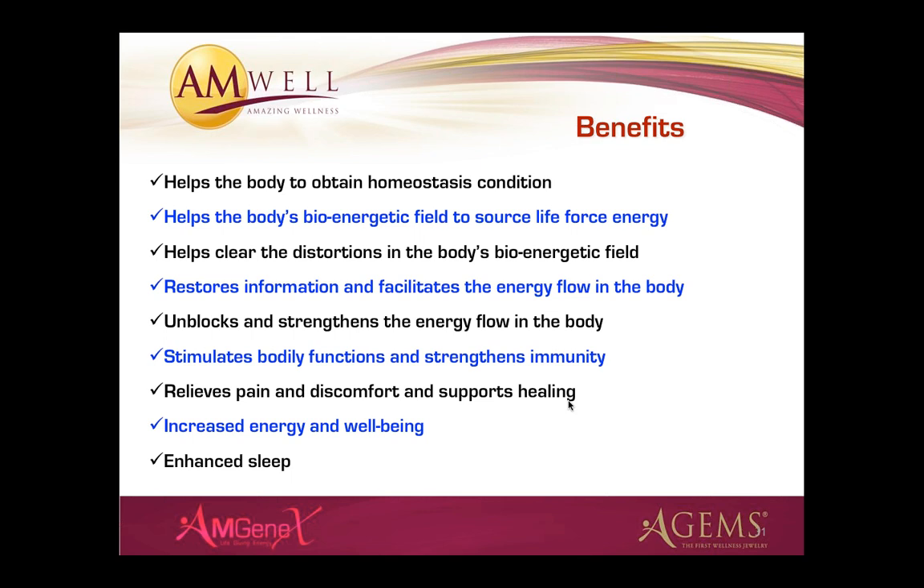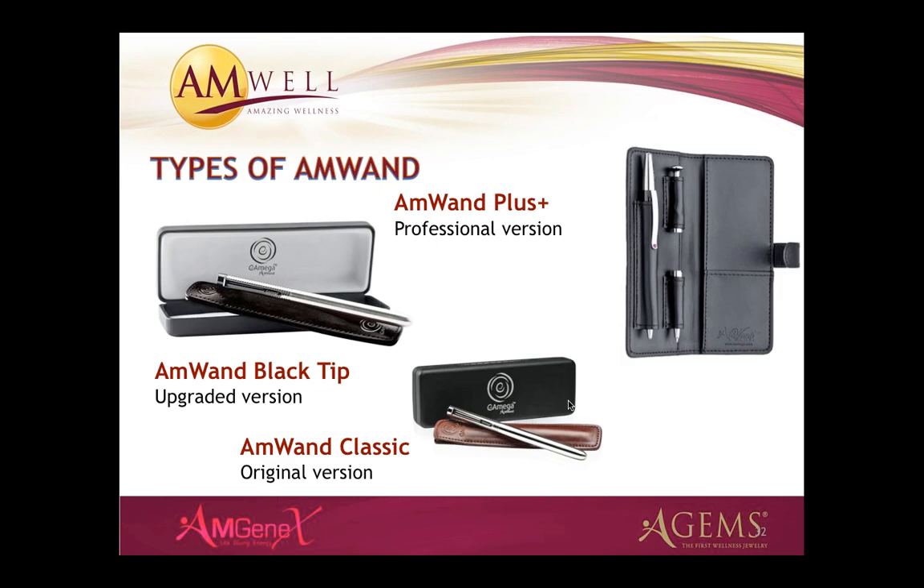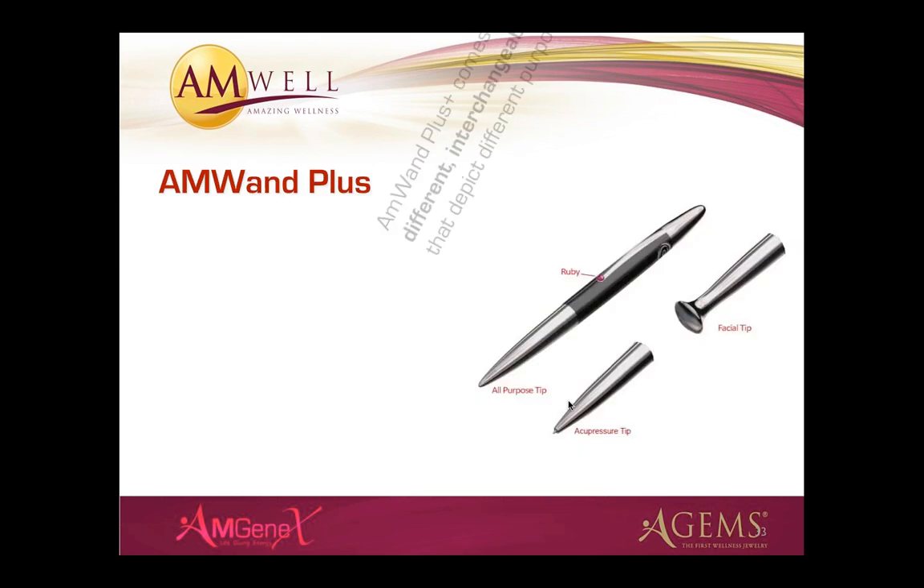It goes into covering the different benefits of the wanding and how it can help to increase energy, well-being, and so on, stimulates bodily function and strengthens, and also goes into a small basic explanation of the different types of wand: the professional version, the black tip is the upgraded version, and the M1 Classic is the original version that we have.